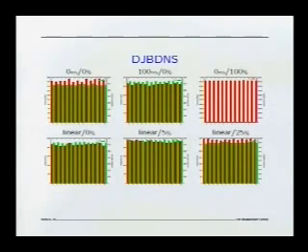DJBDNS always does essentially round robin distribution to the name servers regardless of packet loss or delays. And that's no surprise. They mention that in the software description.